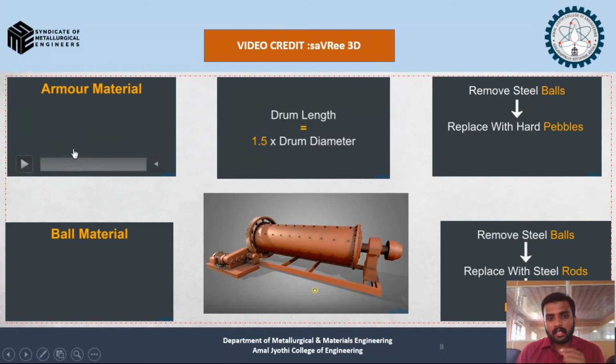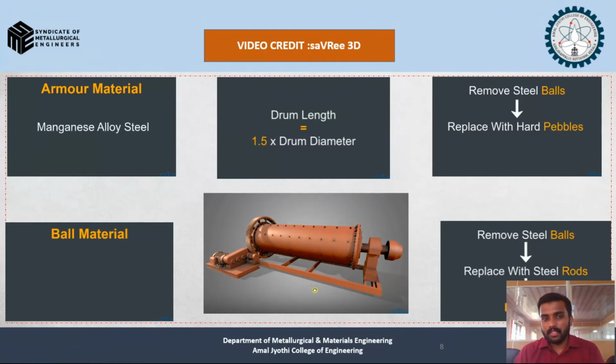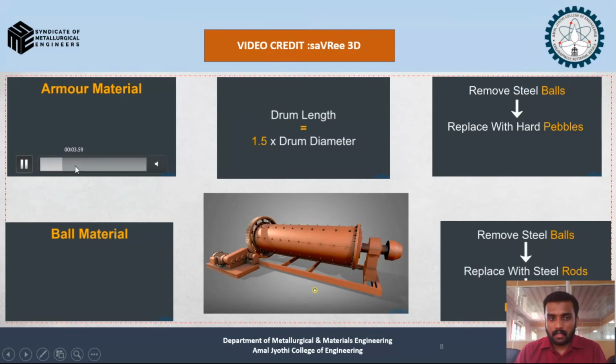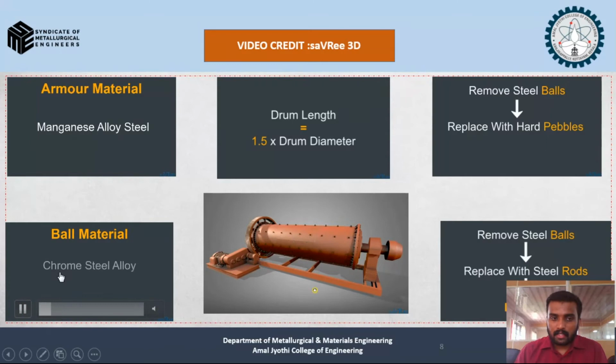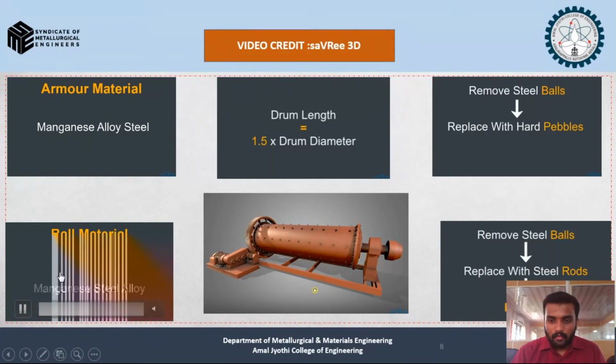And we have certain properties and certain principles for this ball milling. For example, the armor material: the brown color material you are seeing is made up of manganese alloy steel, which is a hardened material, and we are building this particular ball milling equipment. All this machine is built upon manganese alloy steel.